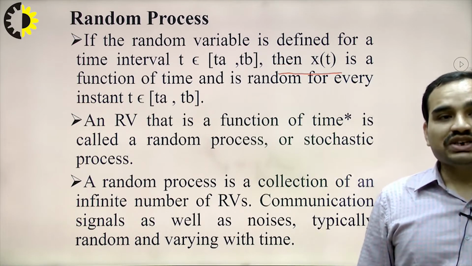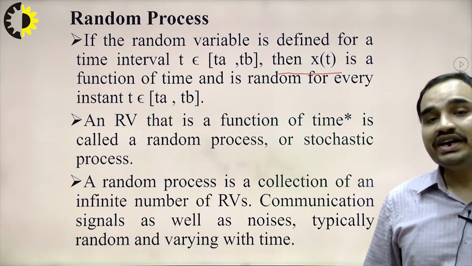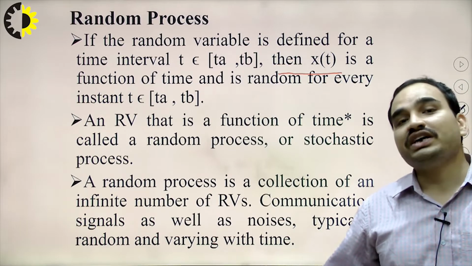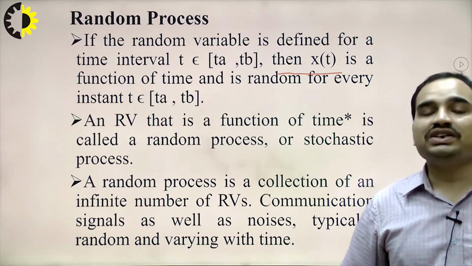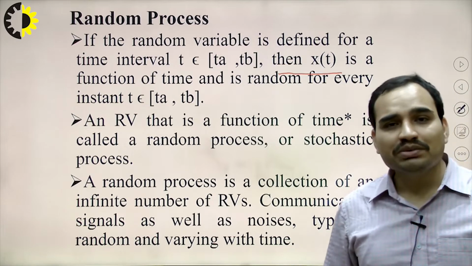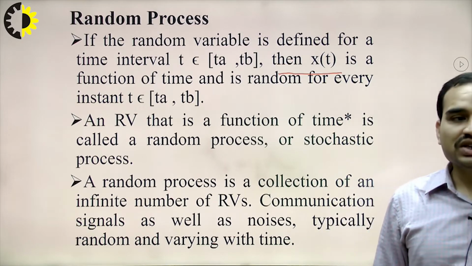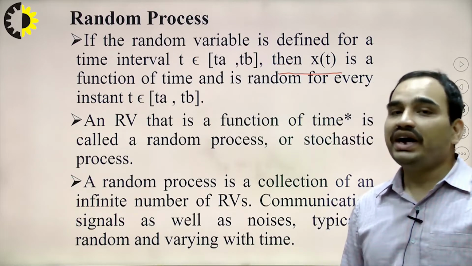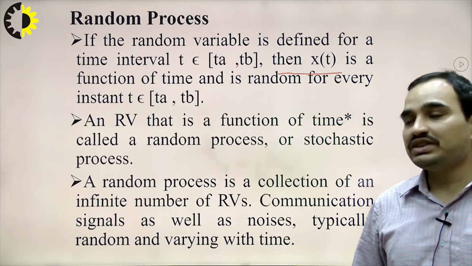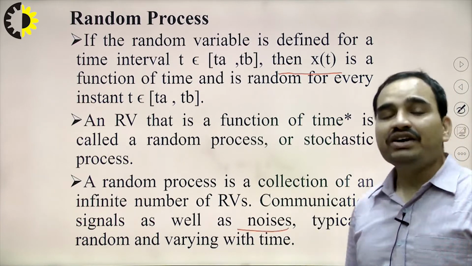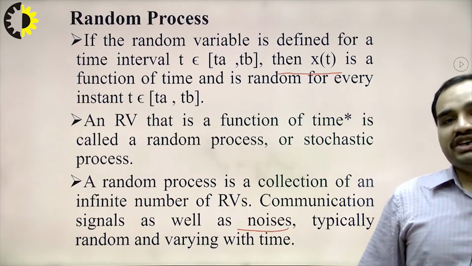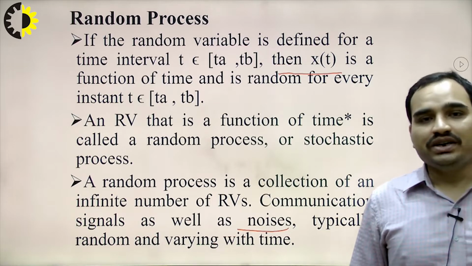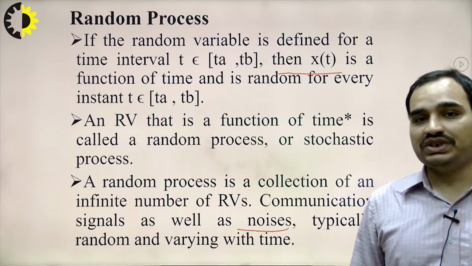A random process is a collection of an infinite number of random variables. So we can have an infinite number of random variables like x1, x2, x3, or y1, y2, y3, or x, y, z. Any variables we can take. Communication signals such as noise are typically random, and they vary with time. So this is the best example to consider a random variable in communication, or we can say digital communication. We will consider noise as a random variable or random process.